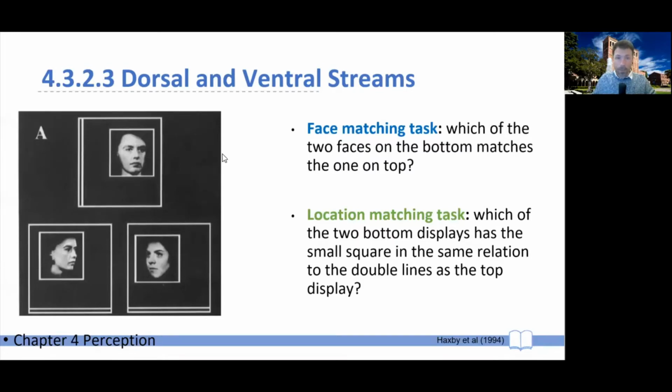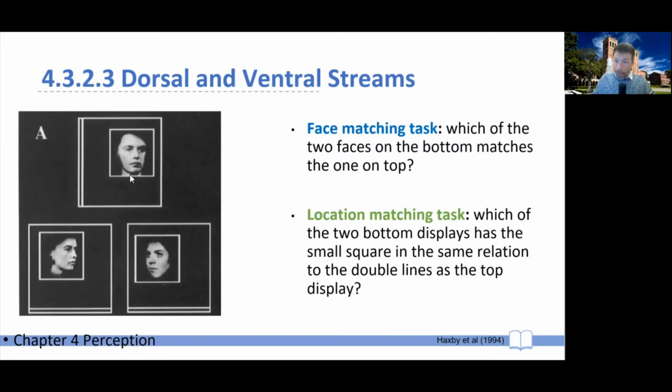Now, half the times, in the so-called face matching task, participants would have to look at the face in the top of this screen, and then tell which of the other two faces matched the identity of the top face. So in a sense, this is a what task. It's a task in which you have to process the identity of the stimuli and recognize which are the two that match. So this is the what task, or the face matching task.